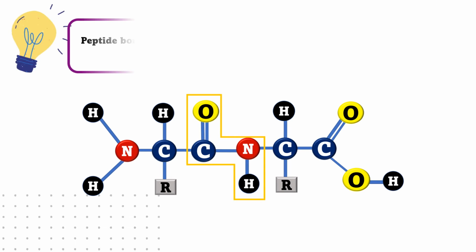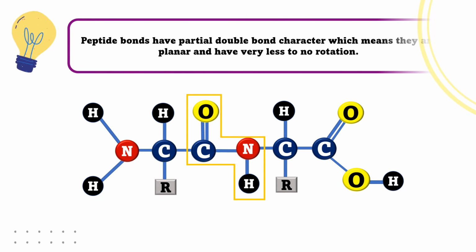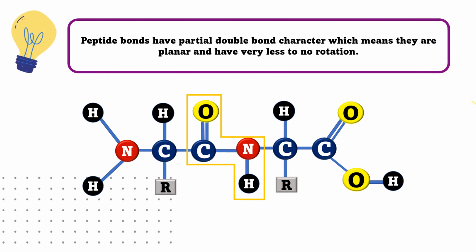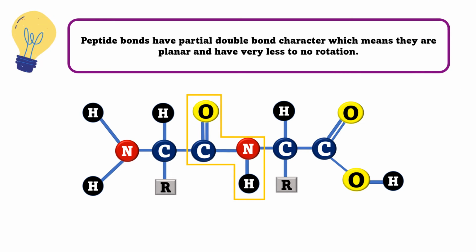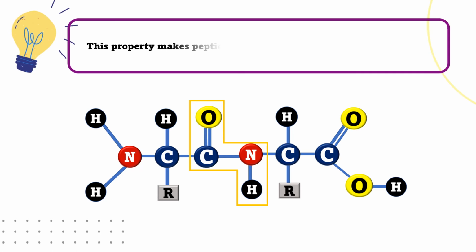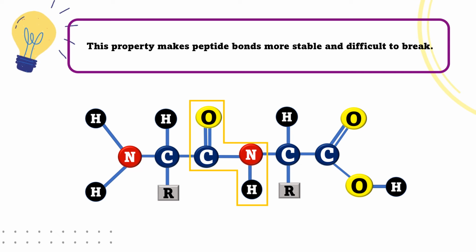Another fact about peptide bonds is that they have partial double bond character, which means they are planar and have very little to no rotation. This property makes peptide bonds more stable and difficult to break.